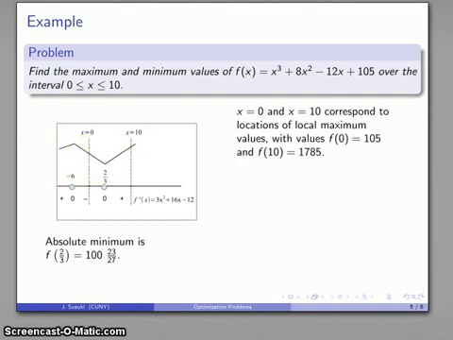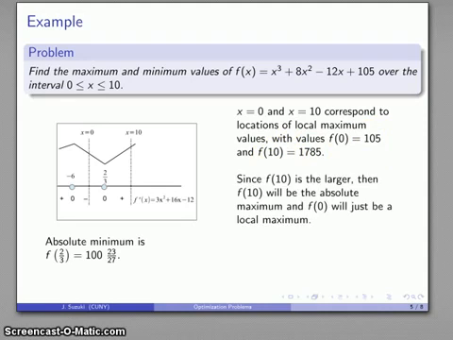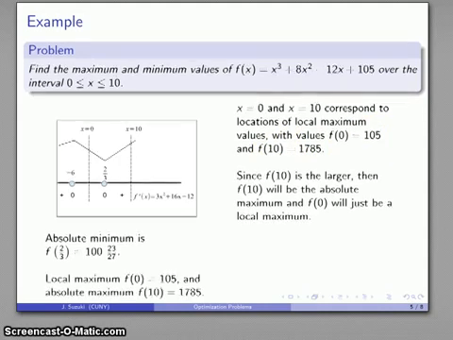Remember, this is a stick figure, so what do I have to do? Well, I have to actually find the function values. At 0, my function value is 105. At 10, my function value is 1785. And so that tells me that f of 10 is the absolute maximum, and f of 0 is just going to be the relative or local maximum value.